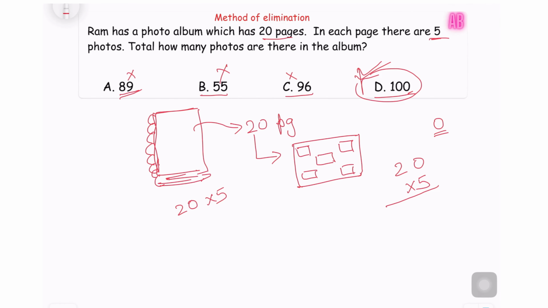Okay, by solving this question we can prove that we have applied the method of elimination correctly. Okay, so 5 times 0 is 0, 5 twos are 10. Okay, so the answer is 100. So with the method of elimination we found out the right answer.